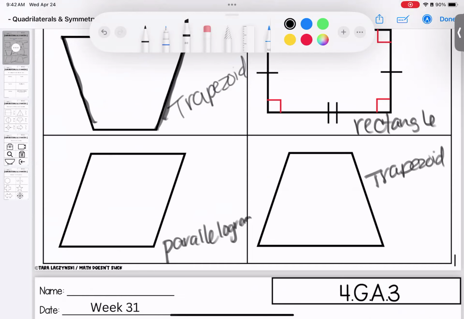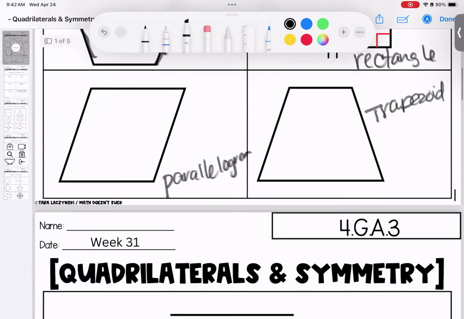Those are the names of those shapes. If you have questions, bring them with you to class.